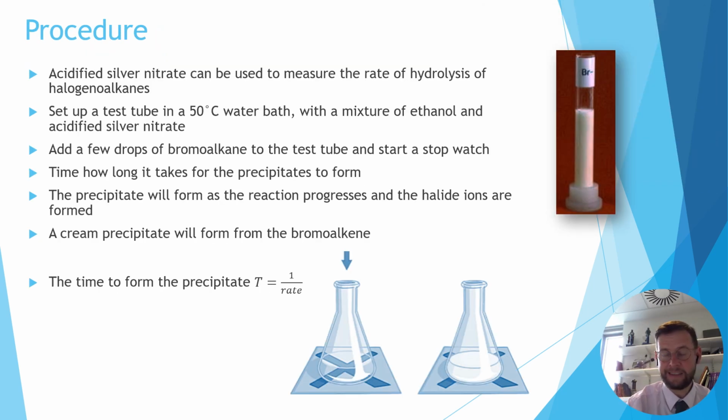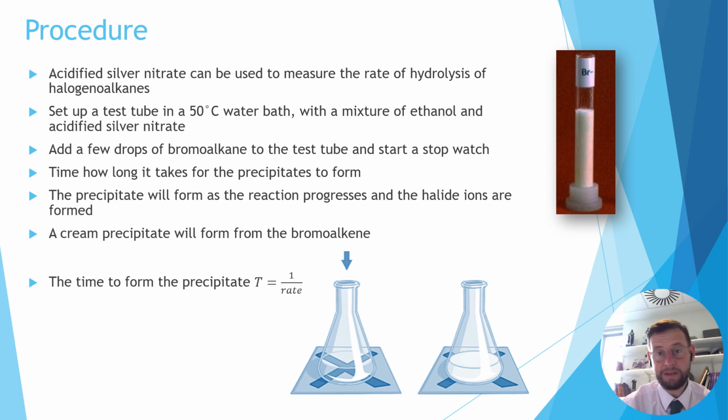So the test for any of the halide ions is, of course, acidified silver nitrate solution. If you add silver nitrate, there will be a precipitate that forms in the presence of that ion. So when this reaction has concluded, what you will find is, well, for bromine, it's a cream precipitate. For the other halogens, it's a slightly different colour, but it's fundamentally the same.